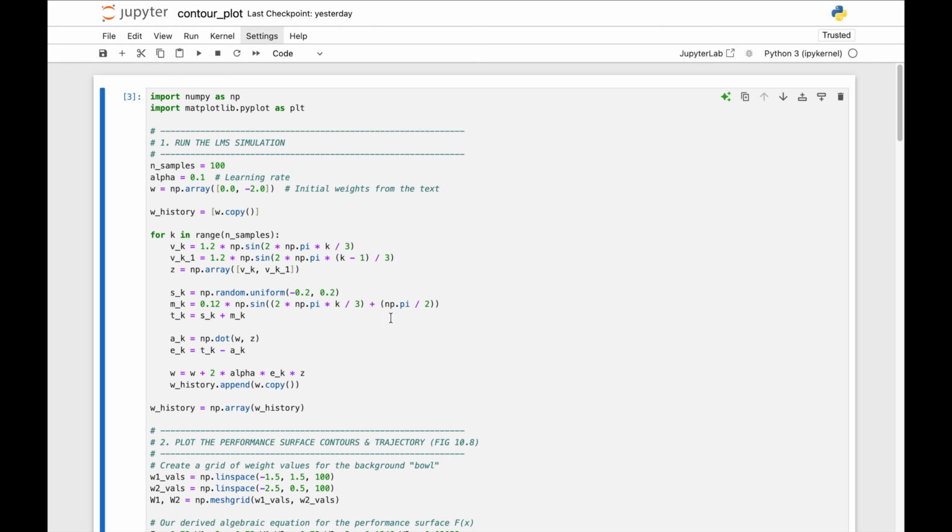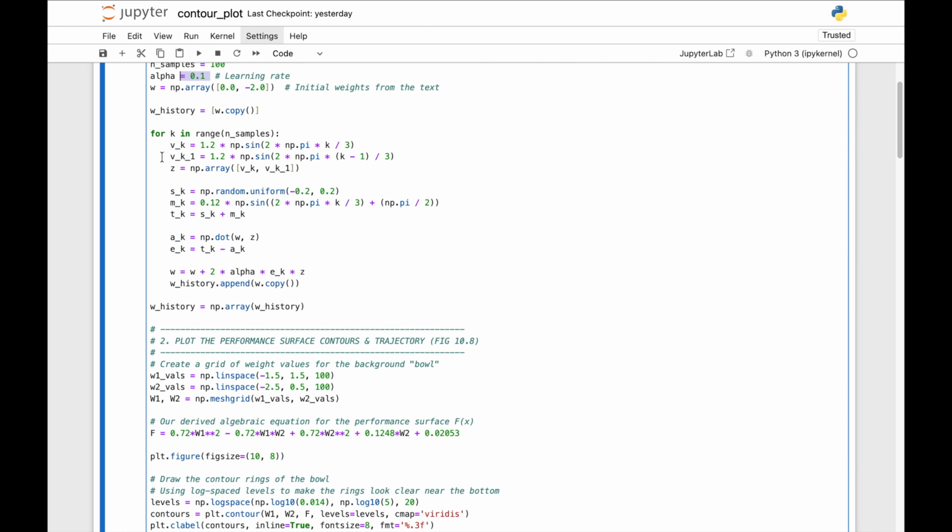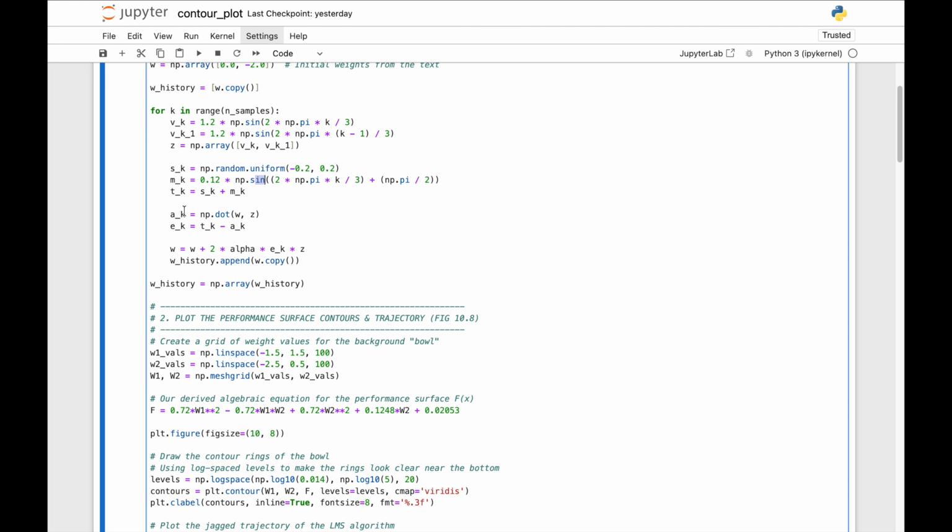Now let's look at this Python implementation of the algorithm that we just talked about. Here we initialize the weights to 0, -2. We chose the learning rate as 0.1, and here we are simply doing the same calculations that we did manually just now. We have the k -1. We have the z vector. Likewise, we have the s and m, which is based on this sign, and then we have the target t, which is the mix of s and k.